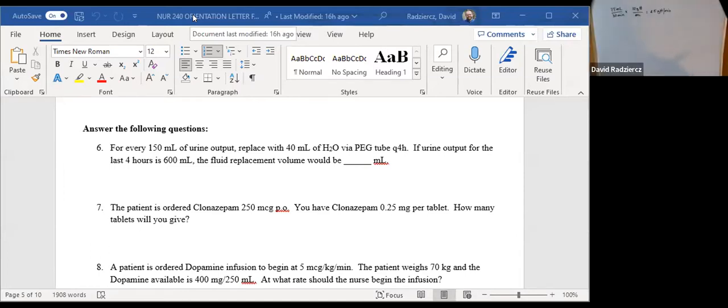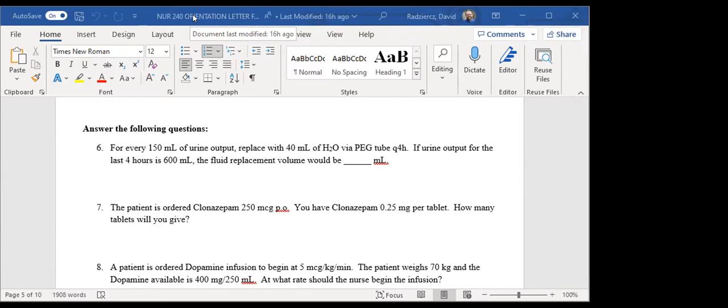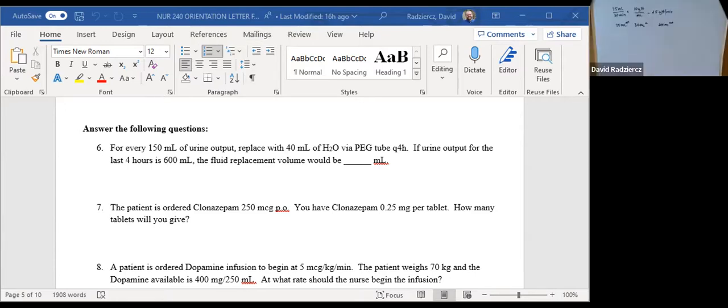Okay, so let me see here. Repeat the numbers, please. For every 75 mL of urine output, replace with 30 mLs every 4 hours. If the output for the last 4 hours is 200 mLs, the fluid replacement volume would be how many mLs?